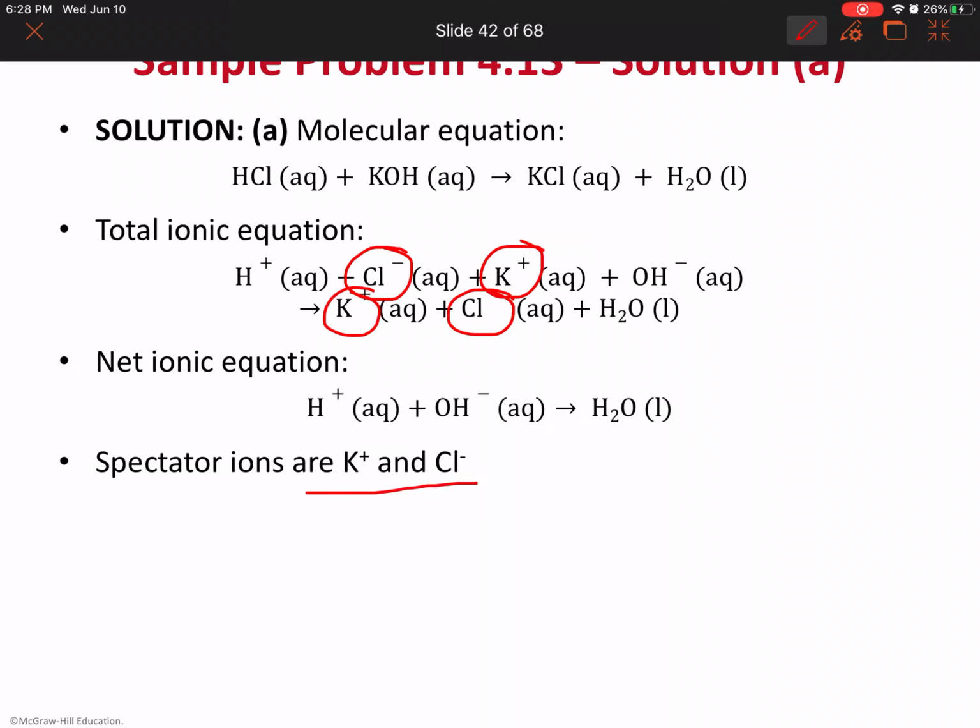And then for the net ionic equation, we have H plus and OH minus giving you a liquid water molecule. So in an acid-base reaction, the net ionic equation would be the formation of a liquid water molecule. Whichever ends up as aqueous salt would be your spectator ions, potassium and chloride.